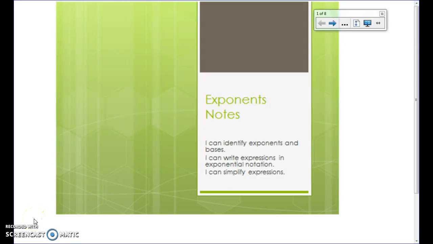Gillum, and today we're going to talk about exponents, and we are moving away from the number system and more into expressions and equations. Today we're going to be identifying exponents and bases, as well as writing expressions in exponential notation.